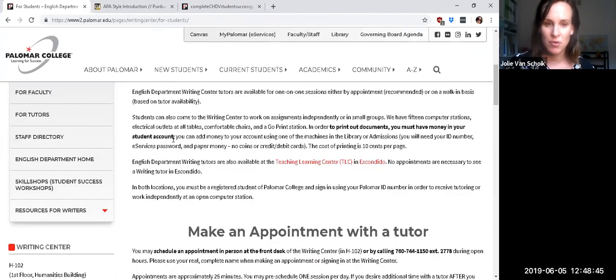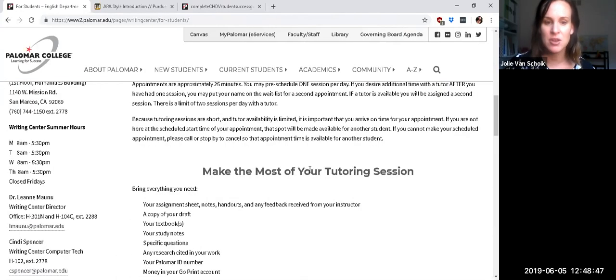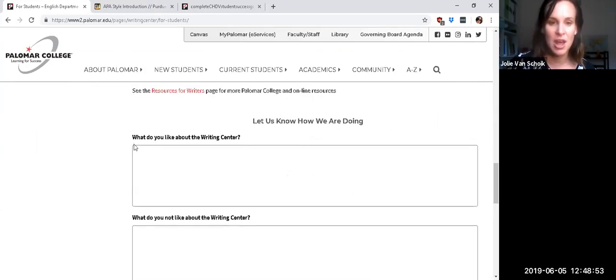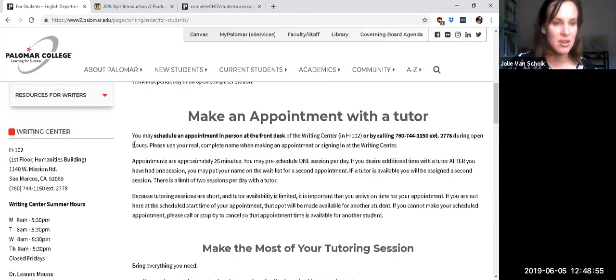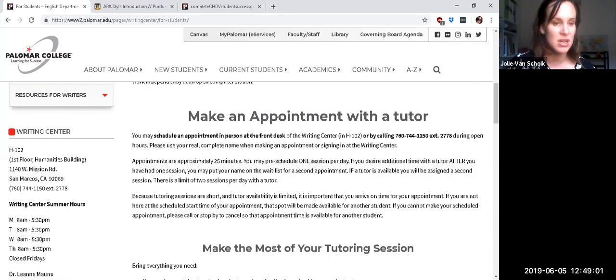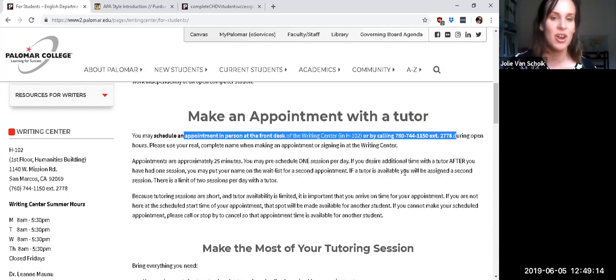It will give you information about how to make an appointment, what you should bring for a tutoring session, so you're not just kind of staring at each other, and so they can help you. So please know that this is all the information. You can call at any time, and you can also make an appointment by scheduling in person at the front desk, which is in Building H, number 102, or you can call as well.